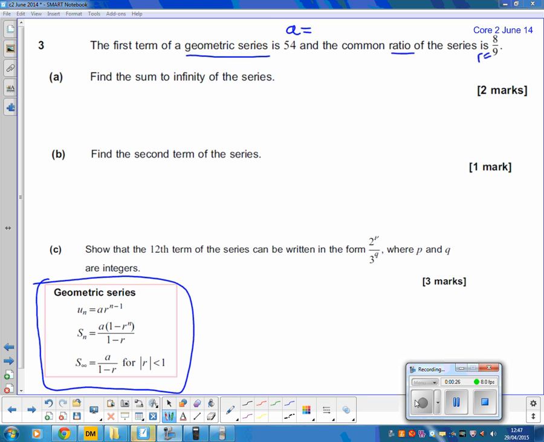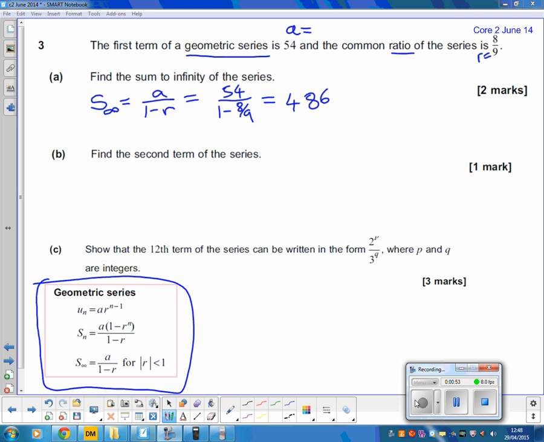So part A just says sum to infinity. In the formula book, you have S for sum, and then the infinity symbol, and I can just copy the formula out, which is A over 1 minus R, and they've just given me the numbers in the question. So that's 54 over 1 minus 8 over 9, and I just type that into my calculator, and it tells me it's 486.